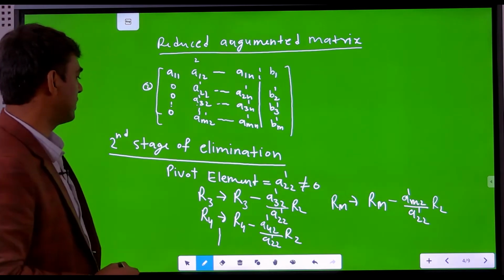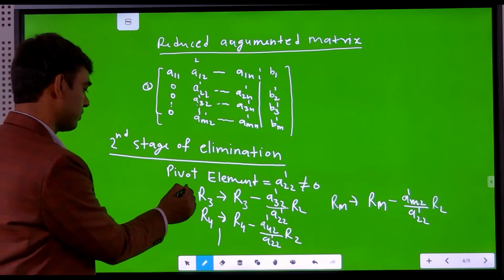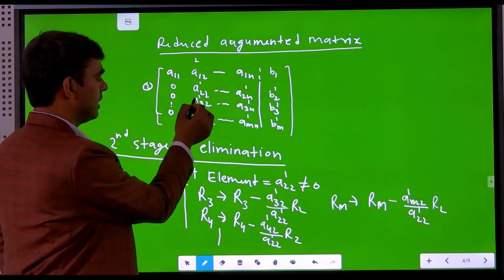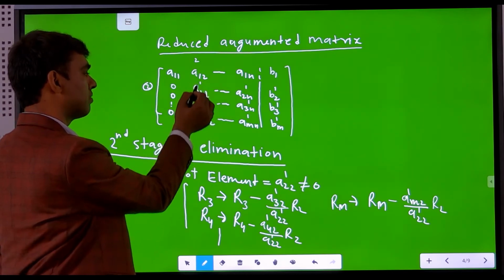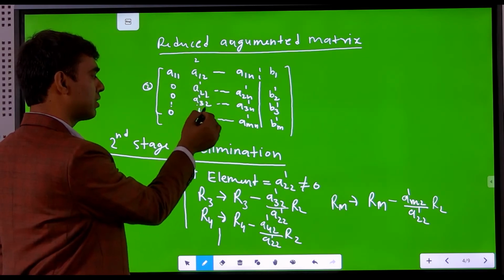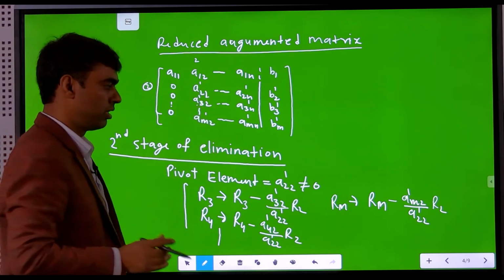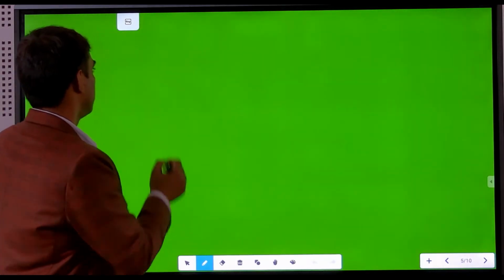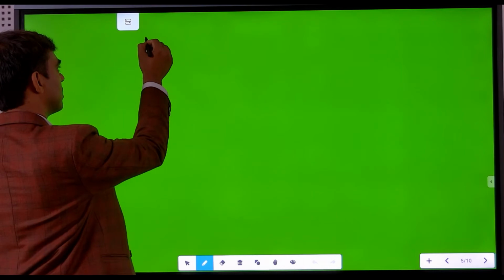So, with the help of these row operations, we are able to convert all the elements of the second column, except the first and second elements, into 0. Then again we write the reduced augmented matrix.